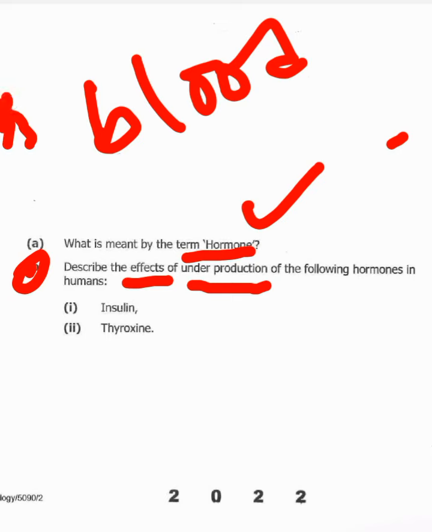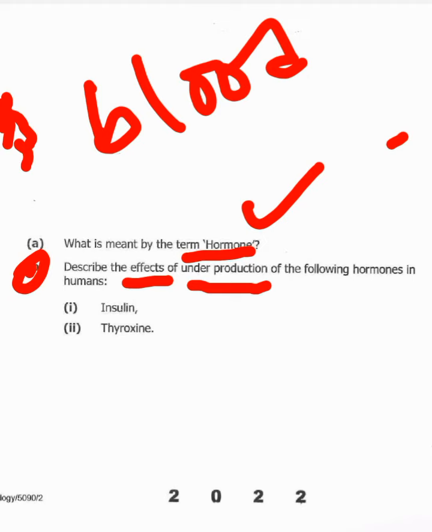So now what normally happens if this insulin is underproduced in our body? Number one, we need to understand that it leads to a disease which we call diabetes mellitus. Number two, we need also to understand that it is going to lead to abnormal or high levels of glucose in our blood. So we need to understand that.